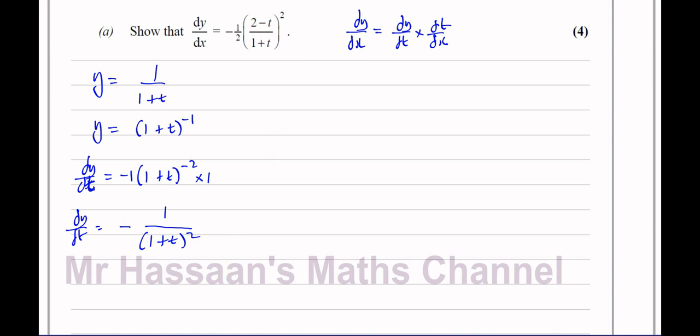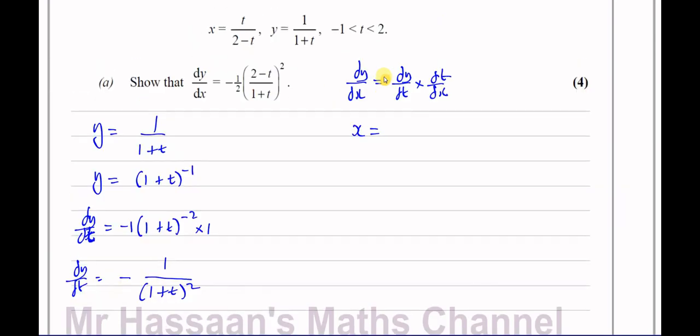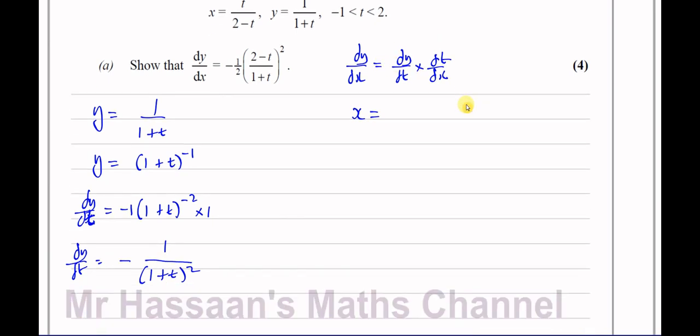And for dx/dt, we know that x is equal to, as they told us here, t over 2 minus t. Now in this case, the expression is not similar to the last one. You have two separate functions here, one on the numerator, one on the denominator.